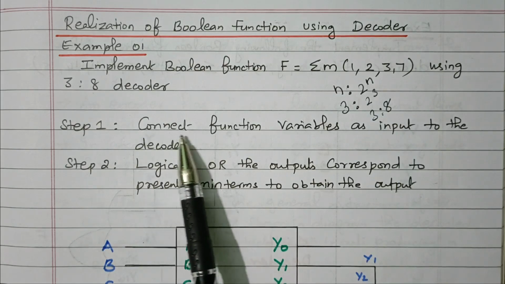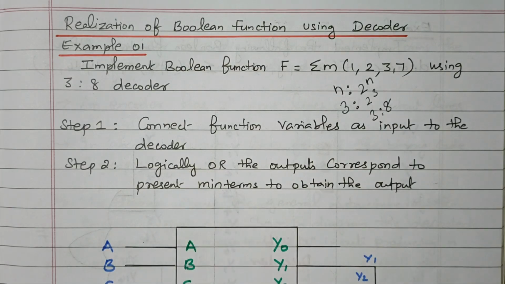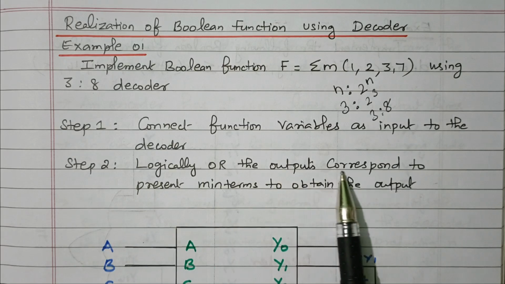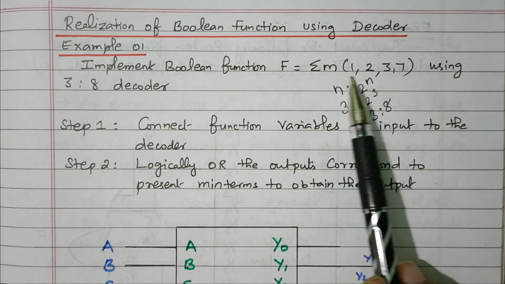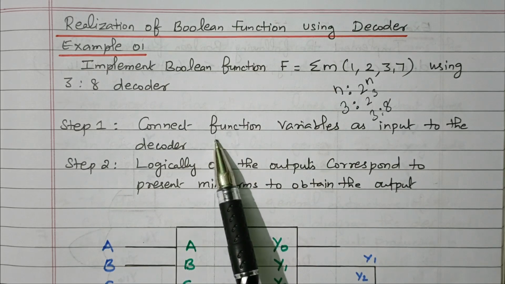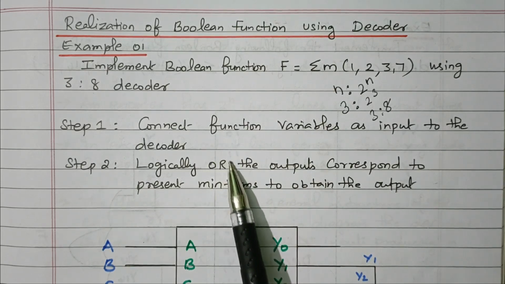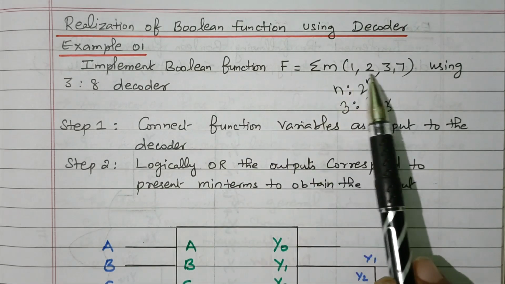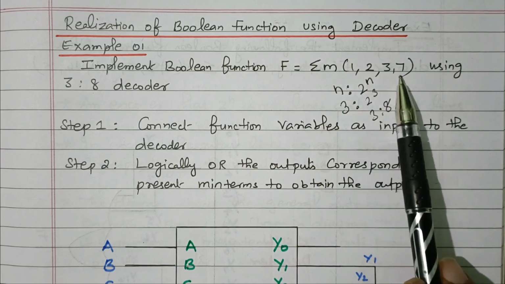The step 1 is connect function variable as input to the decoder. The second one, logically OR the outputs corresponding to the present min terms to obtain the output. This is sum of min term. So we are using OR gate at the output. Input side we are connected the required input variables. Output we are connecting the OR gate to get the sum of min term. We need to add this min term 1, 2, 3, 7.